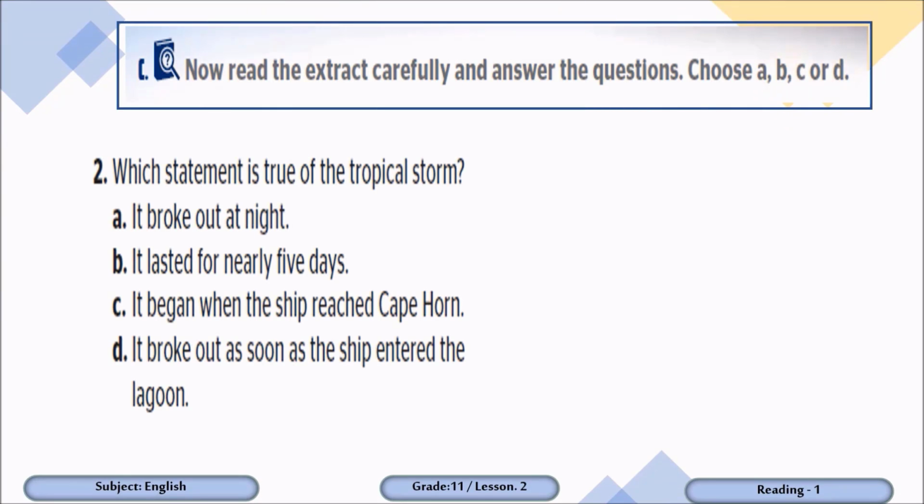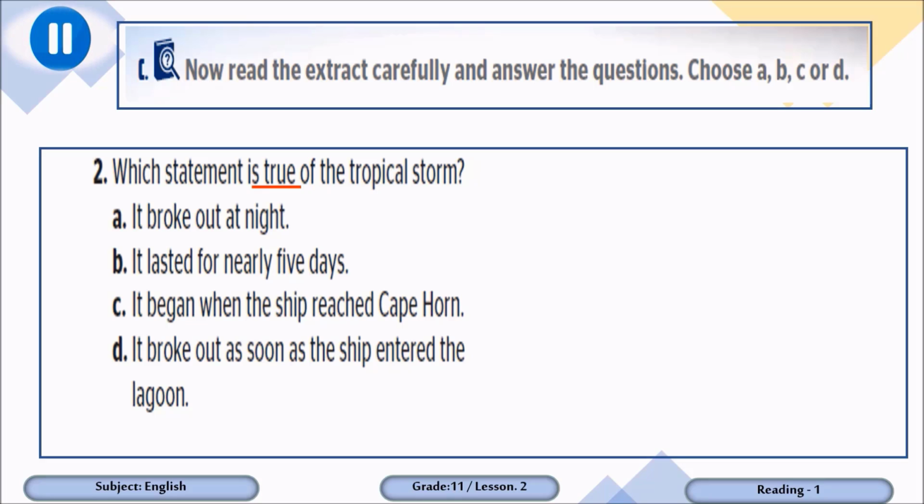Question number 2. Which statement is true of the tropical storm? Dear students, take care of the word true here. The word true here means that you are given 4 choices. 3 of them are incorrect about the tropical storm, and only 1 is correct. So, you need to get a correct information about the tropical storm. Please pause the video for some time, get your answer ready, then play the video again in order to check your answer.